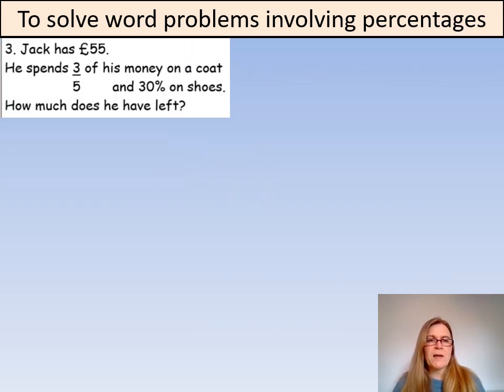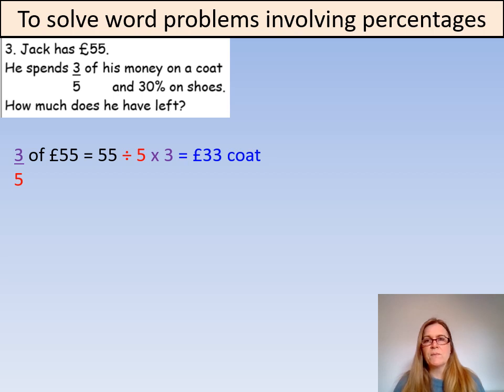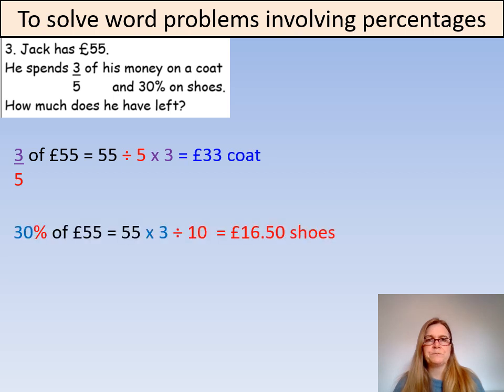Jack has £55. He spends 3/5 of his money on a coat and 30% on shoes. How much does he have left? First, calculate 3/5 of his money, which was £55. Divide by the denominator 5 and multiply by the numerator 3. So, 55 divided by 5 is 11, and 11 multiplied by 3 is £33. Jack spends £33 on the coat.